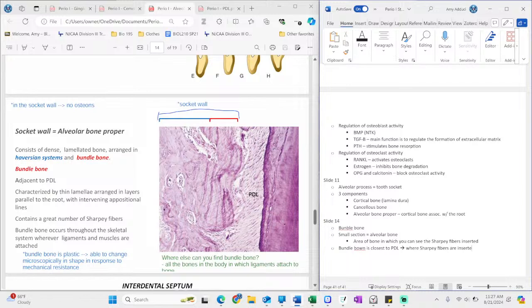Do we have bundle bone in other bones? Yes, because it's the same where ligaments attach to bone in other parts of the body. So every time ligaments attach to bone, the area in which the collagen fibers of the ligament insert themselves in the matrix of the bone, that is known as bundle bone. So it's not unique for the alveolar process. It's common for all the bones that are in contact with a ligament. Okay?